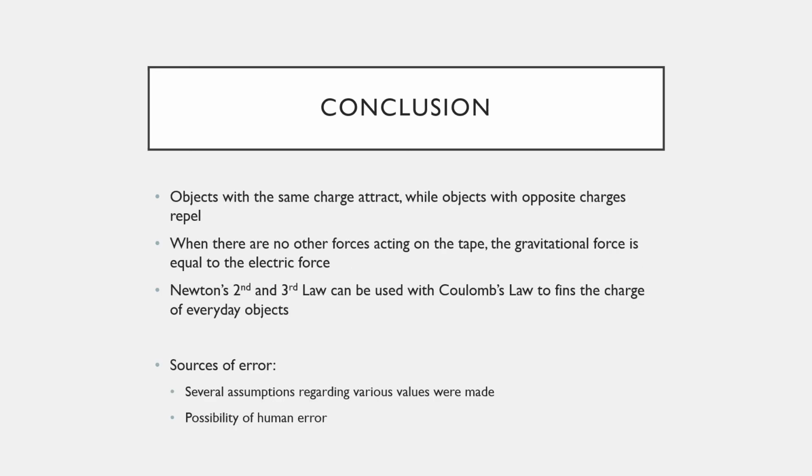In conclusion, this lab demonstrates how we can use physics principles to calculate the charge and excess electrons on ordinary objects. This lab demonstrated how like charges, like the tapes, repel while opposite charges attract. However, because several assumptions were made and human error is impossible to avoid, the calculated results should vary slightly from the actual charge and number of electrons on the tape.